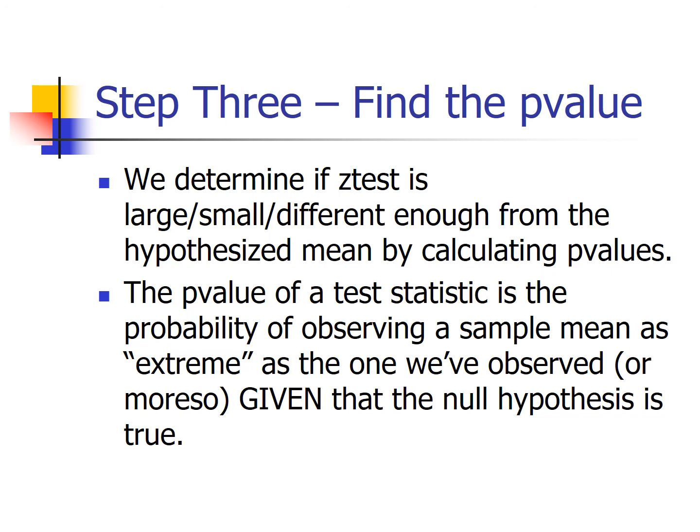The p-value of a test statistic is the probability of observing a sample mean as extreme as the one we've just observed, or more extreme, given that the null hypothesis is true. So it's basically a measurement of how consistent our sample is with our hypothesis. Is the sample mean generated from the sample consistent with your null hypothesis? If this p-value is very small, what does that mean?